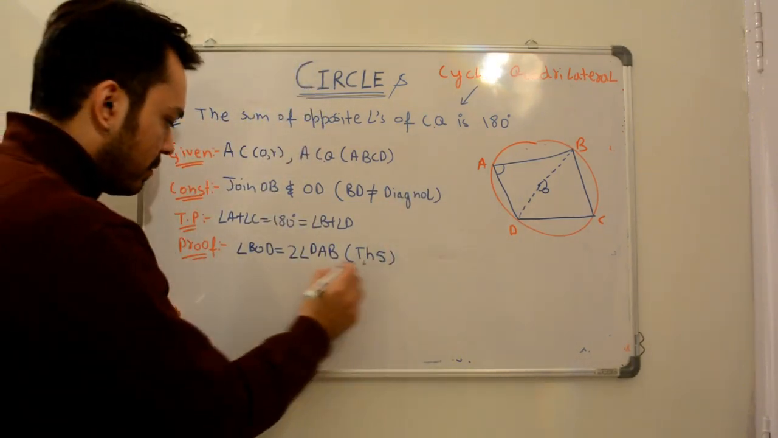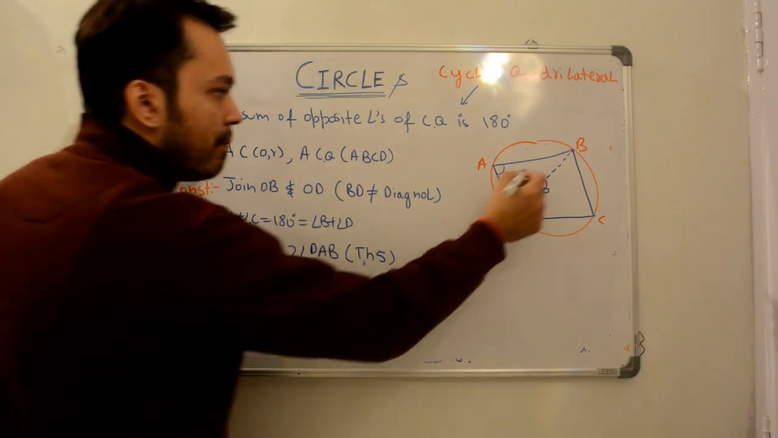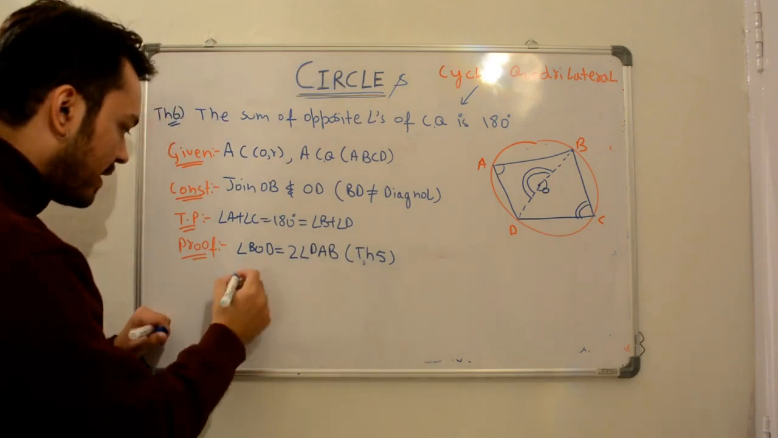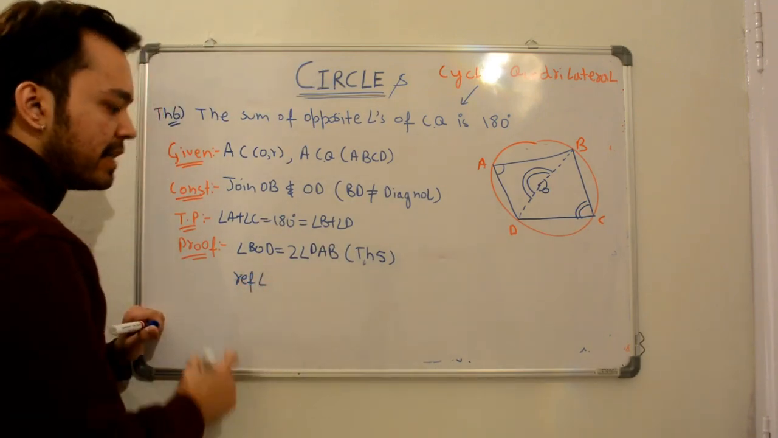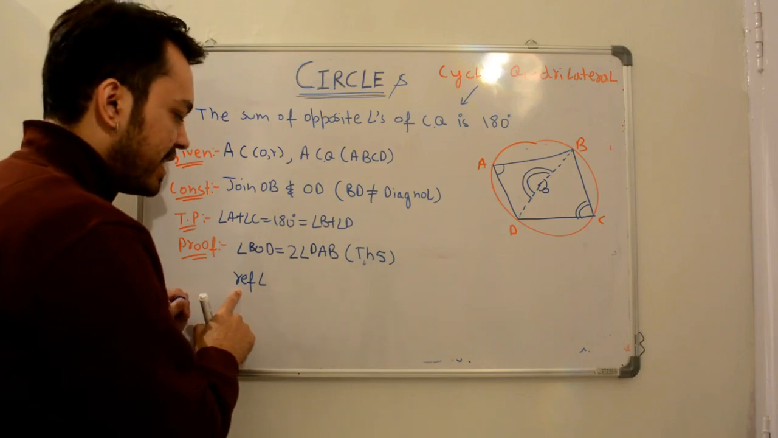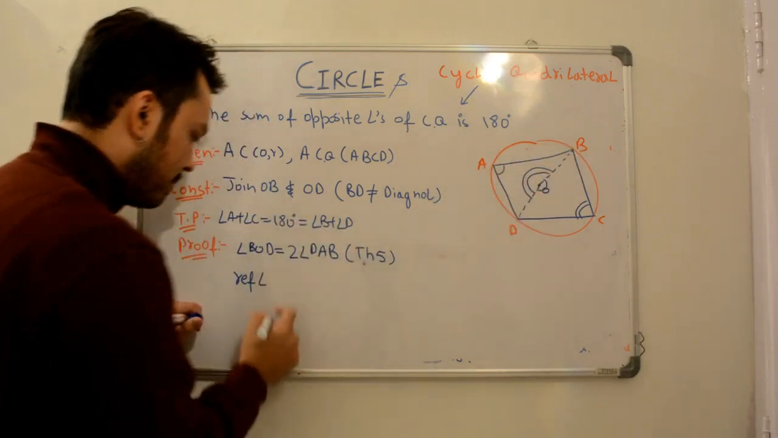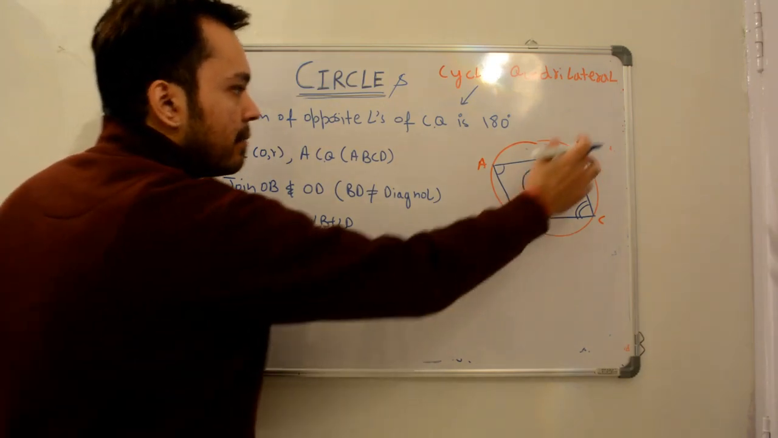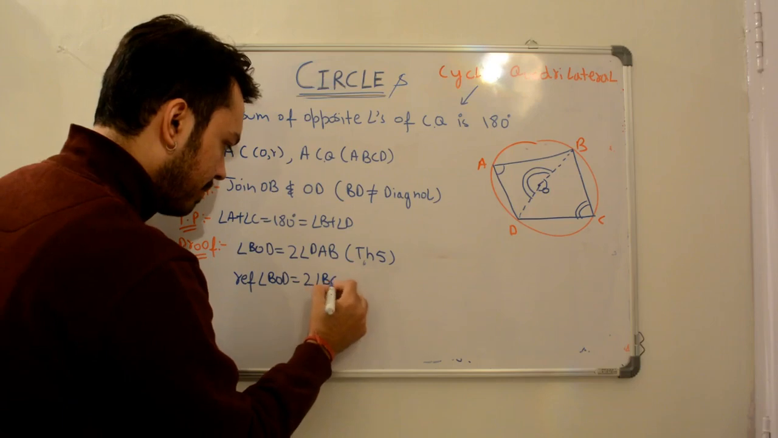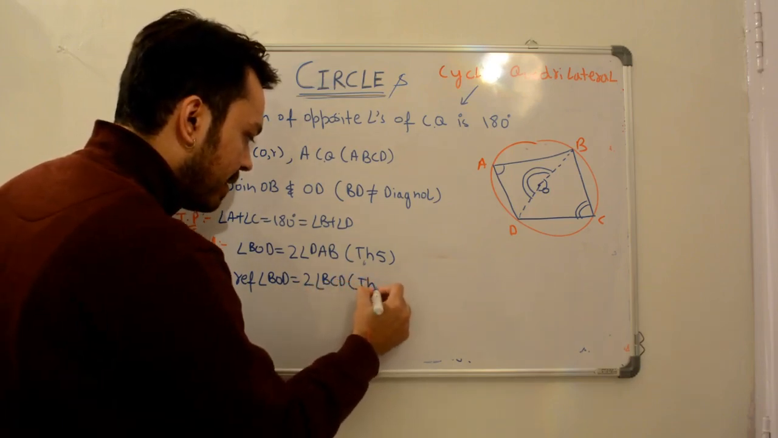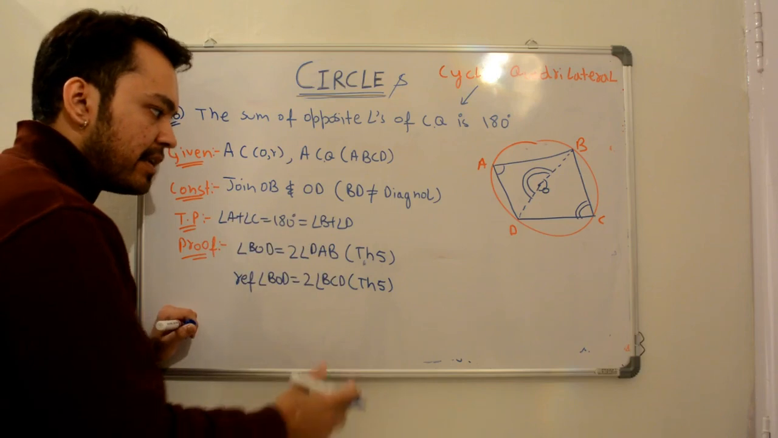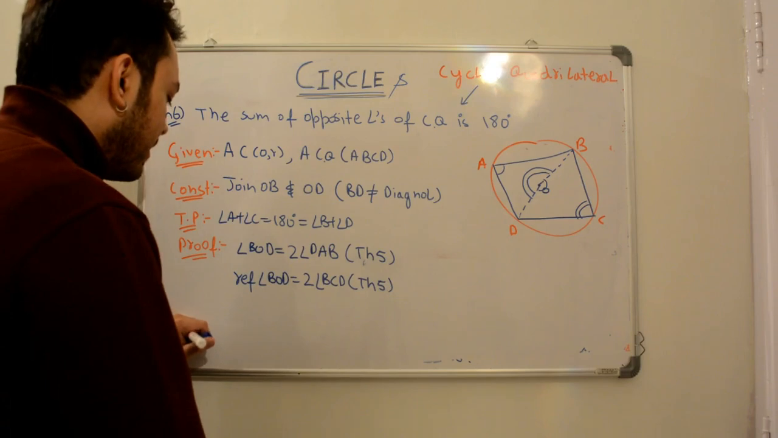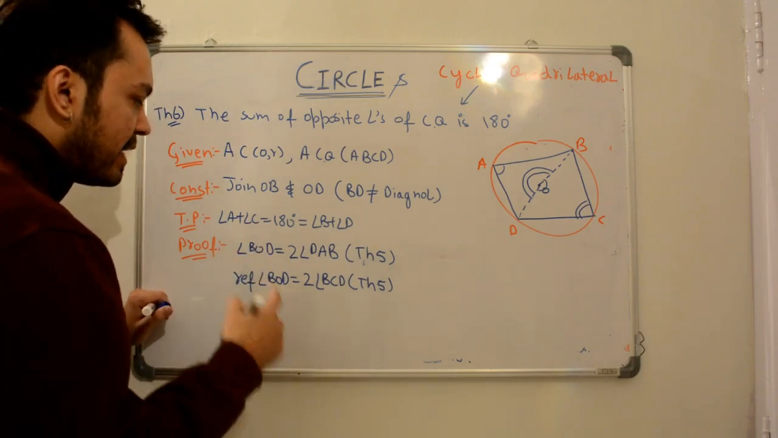Clear? Now again I write the same thing but with this angle, right? Now I write reflex angle. Please note that my naming has changed, right? Reflex angle BOD is equal to twice of angle BCD, right? Angle BCD, again by theorem number 5. In examination, you have to write complete statement of theorem number 5. Please note this, right?